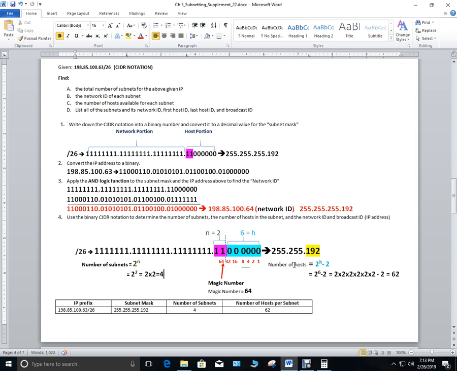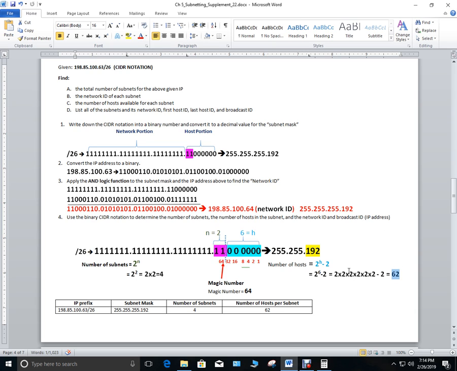Next, we need to find the hosts available in each subnet. Well, it's 2 to the h minus 2. That's the formula. What is h? h is 6. Where do we get 6 from? Because there are 6 zeros. So 2 to the h is 2 to the 6 minus 2. So there are a total of 62 available IP addresses for us to assign to the end devices on the subnet.